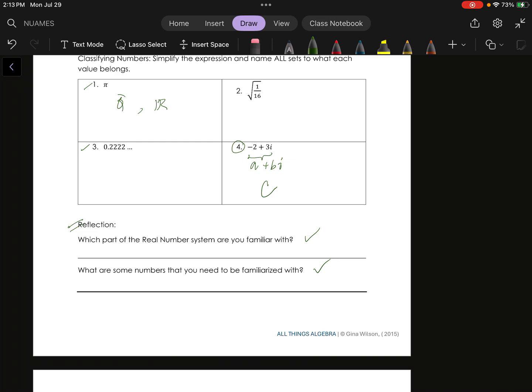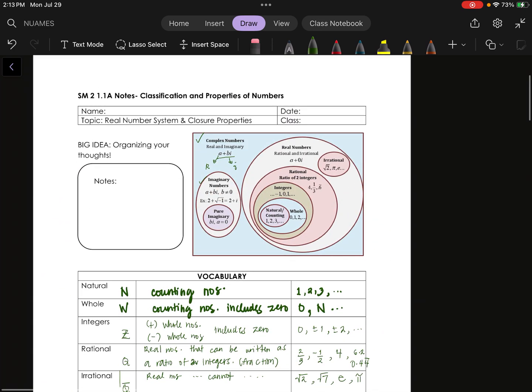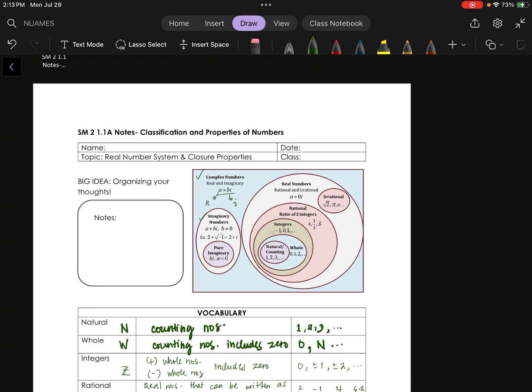So again, this is the first lesson that we have for the set of complex number system. It's a review of all the types of numbers in the set theory concept, and I hope you get familiarized with this. Again, thank you for watching, and please answer the rest of the exercises.